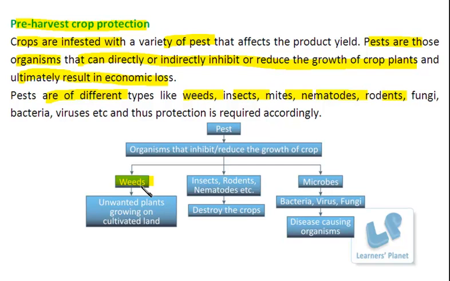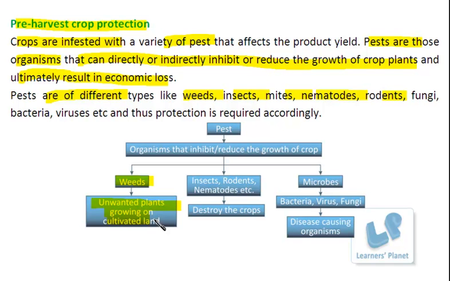So these weeds are basically the unwanted plants which are growing on the cultivated land. You must be aware of this part, isn't it? You must have studied it in the earlier classes also. So these unwanted plants definitely compete for the different types of nutrients and other facilities provided to the crop plant, and definitely the crop plant is then compromised.